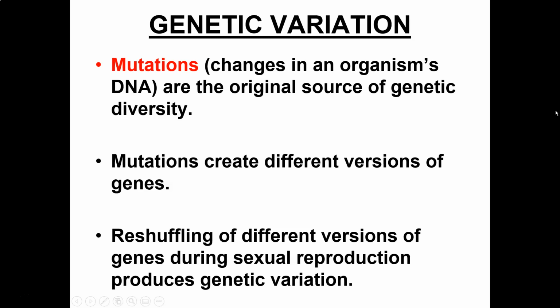And sexual reproduction with meiosis allows us to reshuffle, like shuffling a deck of cards, all of these mutations to come up with genetic variation, which I already mentioned is an advantage for species because it improves the chance of survival of the species as the environment changes. There's a bigger chance that at least some members of that species will be able to survive and reproduce.